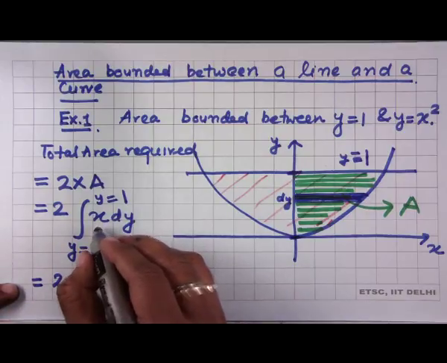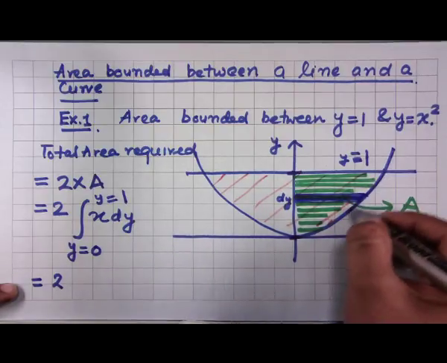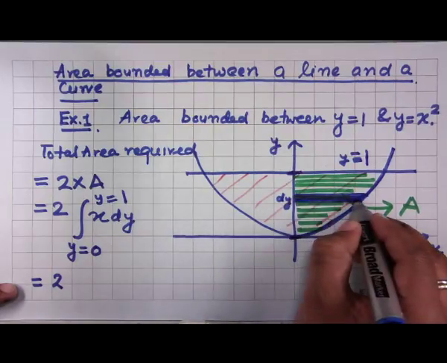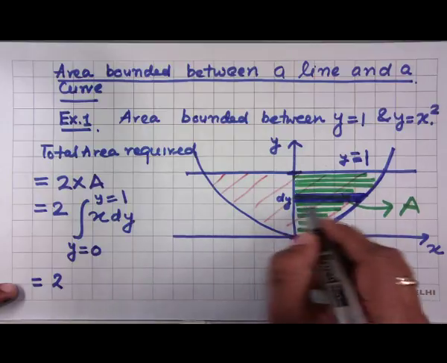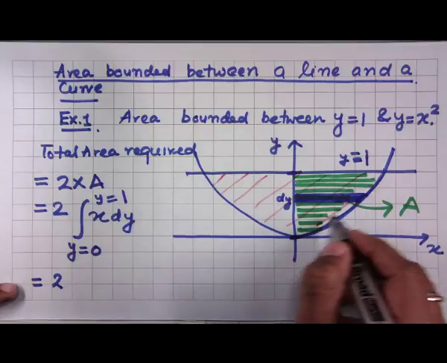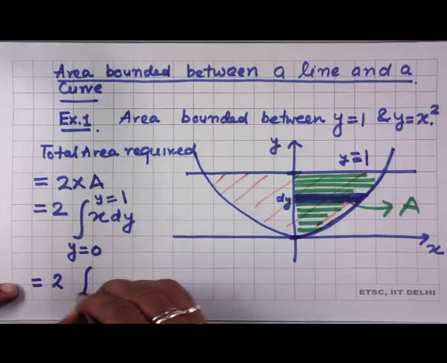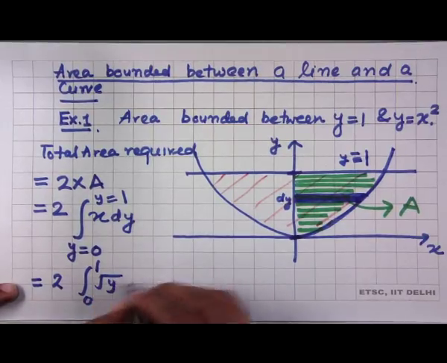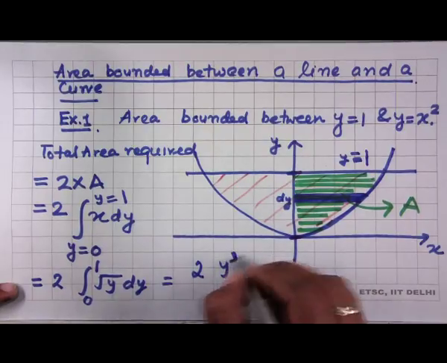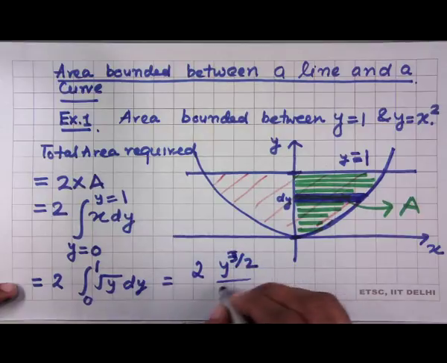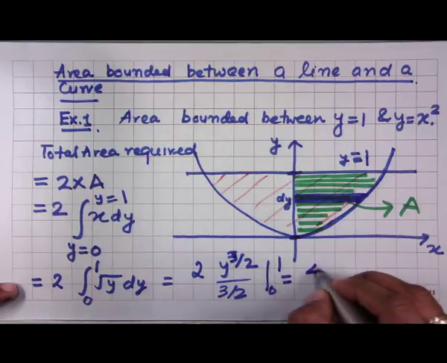Now, x is root y. The value of x is governed by the equation of the parabola because the horizontal strip is ending at the parabola. So, the height of this strip is governed by the function value from the parabola. So, x is therefore root y. So, you get integral 0 to 1 root y dy, which is 2 y to the power 3 by 2 by 3, from 0 to 1. So, you get 4 by 3.